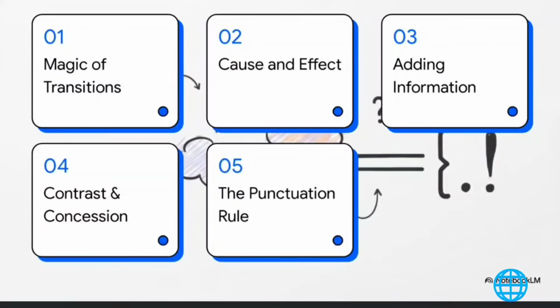So here's our quick roadmap for today. First, the magic of transitions. Second, cause and effect connections. Third, adding information and emphasis. Fourth, navigating contrast and concession. And finally, we'll wrap up with the golden punctuation rule.